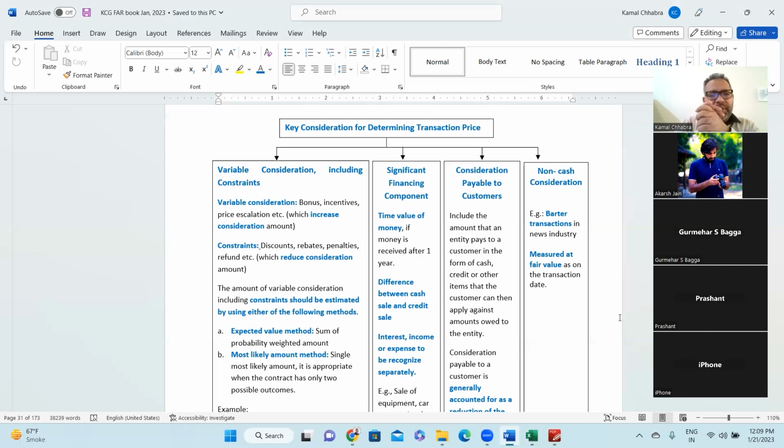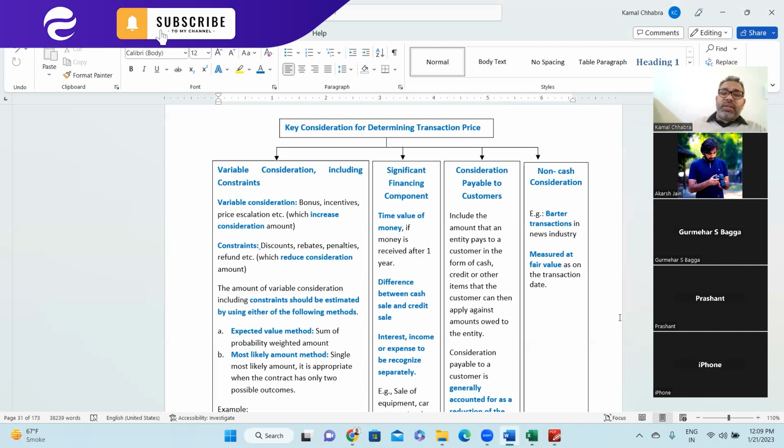That is called fixed price, and in that fixed price, whatever adjustment comes from start to end is either a variable consideration, a financing component, consideration paid and payable to the customer, or any non-cash consideration. And within those components, there are also some parts which we need to understand. So first we will be understanding what is variable consideration and the constraint to the variable consideration.